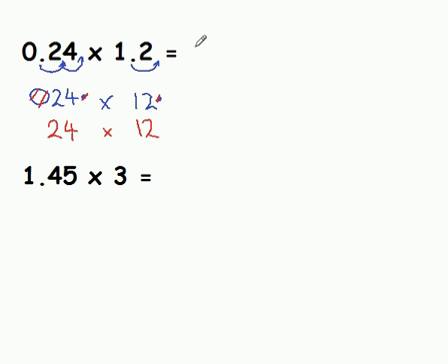So this sum here is the same as 24 multiplied by 12, but I've moved the decimal point 1, 2, 3 places in total. So I'm going to write that down. I'm going to put a circle around it, and I'm going to keep that for later on.